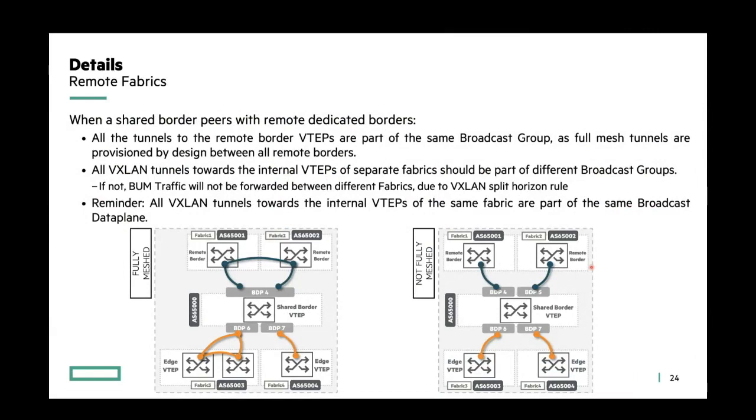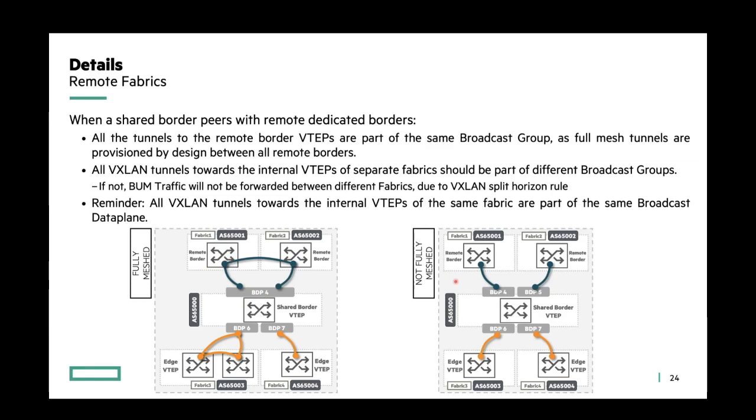And now, how can we extend this capability to remote fabrics? When the remote fabrics are fully meshed, as you can see on that diagram, we can use a single broadcast data plane, as all remote fabrics will have direct tunnels to the others. It means that the layer 2 traffic coming from this fabric, if it needs to be forwarded to this fabric, will never go through the shared border. It will always use the direct tunnel between those 2 fabrics.